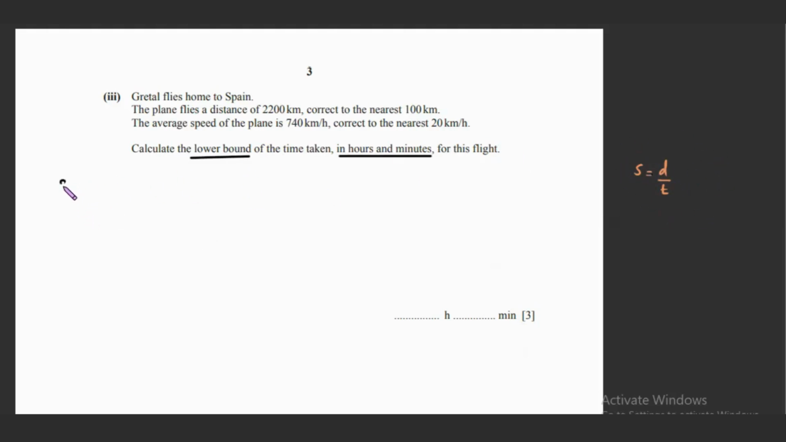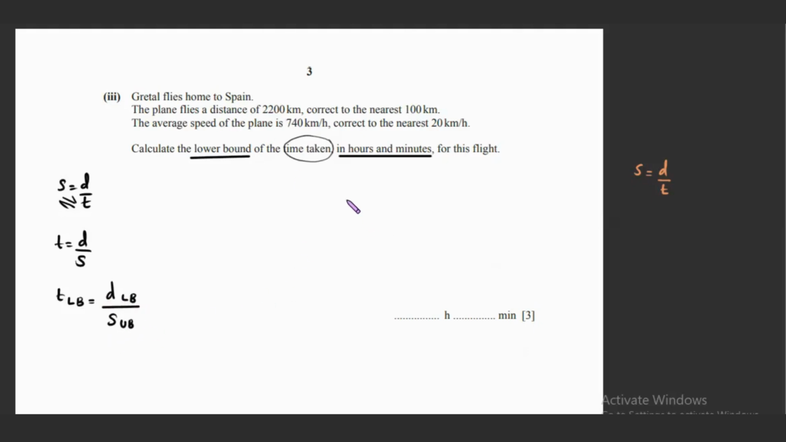Speed is equal to distance over time. So this is the formula that we have, but we are supposed to calculate the time taken. So to find time, we need to swap these two around, which means time is equal to distance divided by speed. And in the question, we are supposed to find the lower bound for time. So to calculate the lower bound for time, the lower bound of the distance should be divided by the upper bound of the speed, because only then we can get the lowest possible value. Now, we need to find the lower bound for the distance and the upper bound for speed.